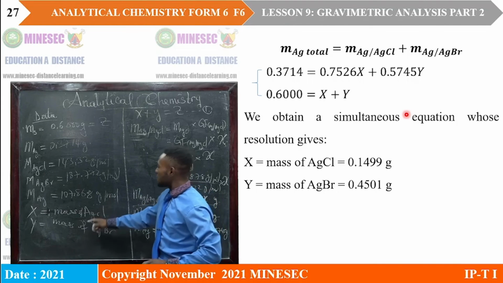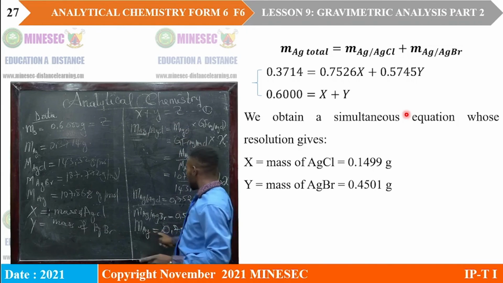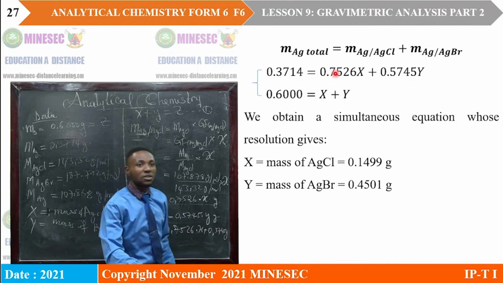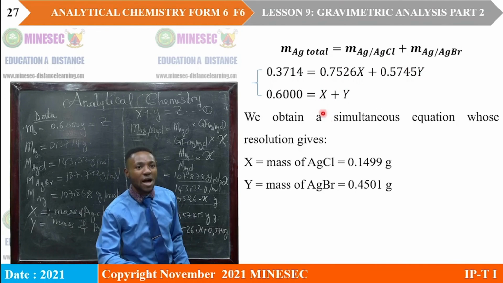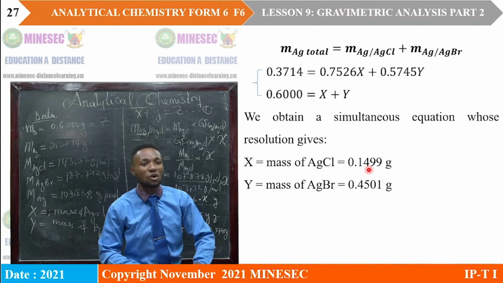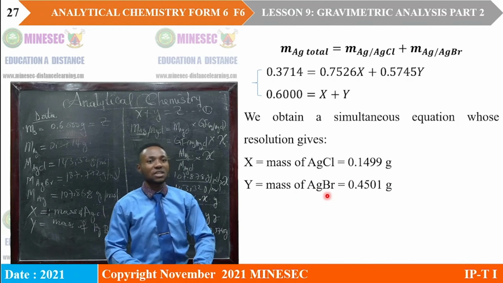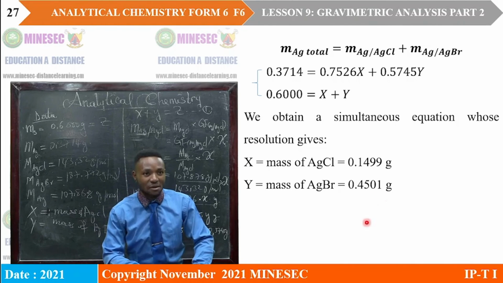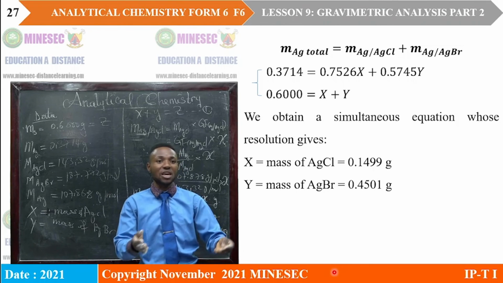Remember, here we have the first equation with X and Y, and here we have the second equation with X and Y as unknowns. When you now solve this simultaneous equation for X and for Y, you are going to have X to be 0.1499 grams. And you have Y, which is the mass of silver bromide, to be 0.4501 gram. So those are the various masses of the substances in the mixture.